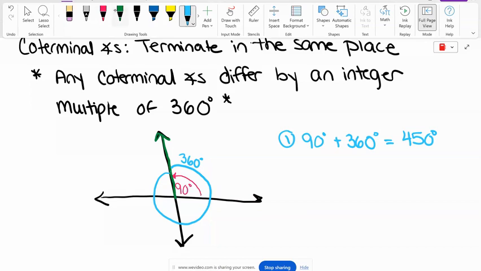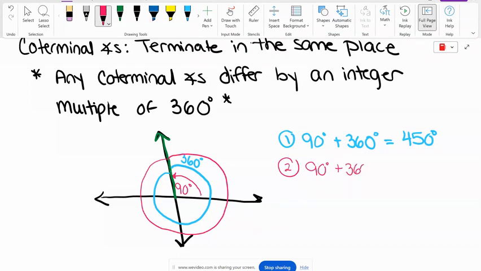Could I do another full circle if I wanted to? Here. If I did another full circle, what would that be? 90 plus what? Not 450, nope. 360 plus another 360, right? Because now we have two full circles. So it's going to be 90 plus 720, which is 810. Is there ever a limit to how many coterminal angles we can have? No, there's no end. There's no end to how many coterminals, because can't we always just add another 360 degrees?